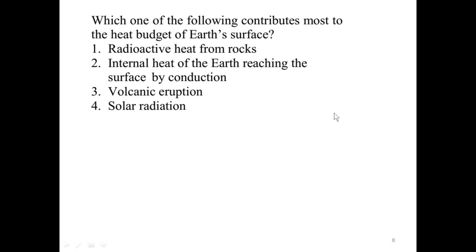All right, so the correct answer to this question would be solar radiation. We all know that the heat budget of Earth is contributed to the maximum by the solar radiation. This question is quite easy and you all must be knowing it.